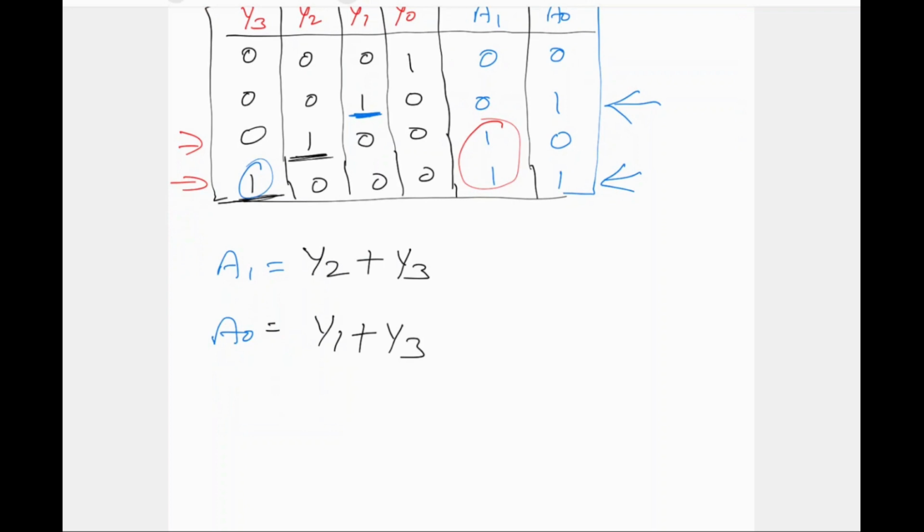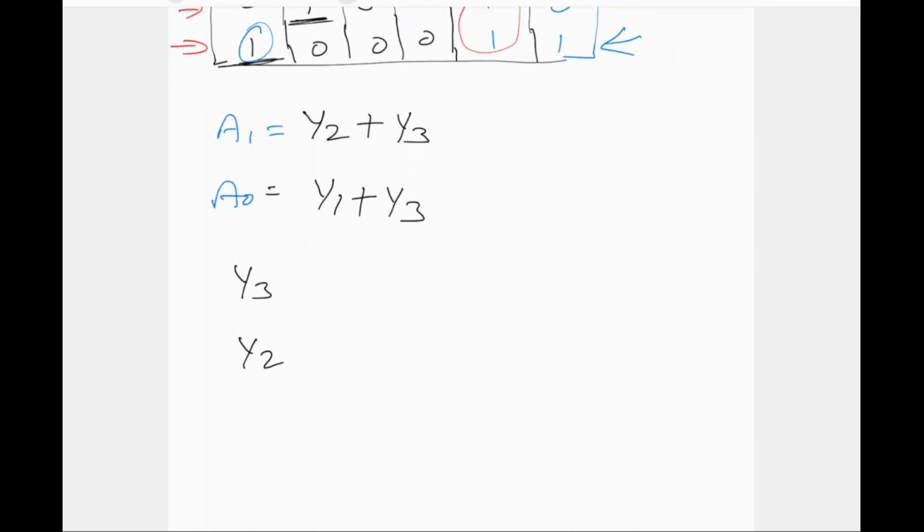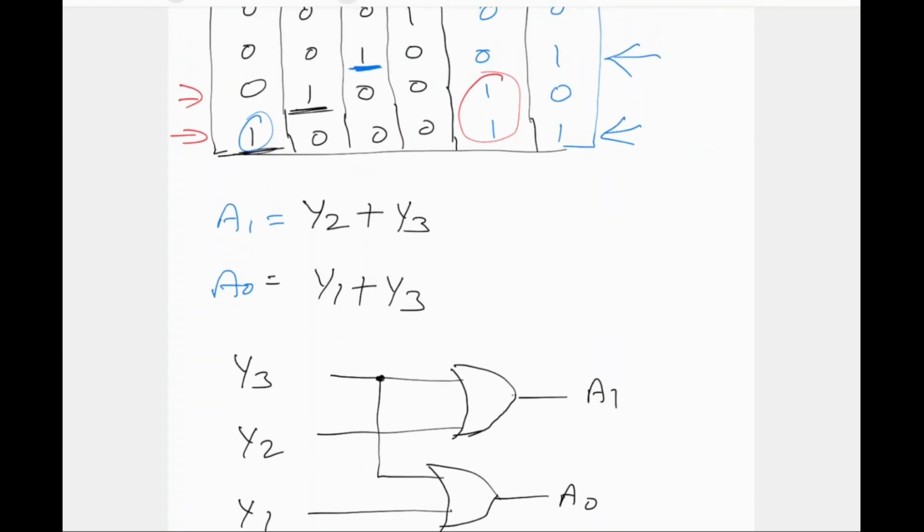And finally, if we draw the logic diagram, we have y3, y2 and y1. First we will see A1. A1 is y2 plus y3. So you will draw the OR gate consisting of y2 and y3 as input, and you will get A1. And next we have A0. A0 is y1 plus y3. So this is A0. And this is the diagram for 4:2 line encoder.